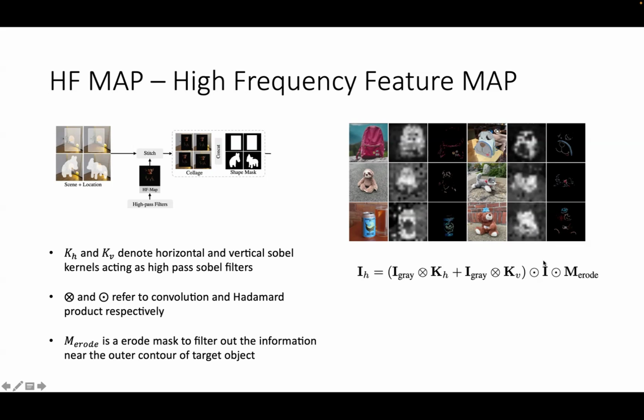And outside, this dot that you are seeing is a Hadamard product, so element-wise multiplication with the original input image. And then we apply a gradient mask to filter out the information near the contours. So let's say this was the image, and we did this operation, and this is the output we are trying to get. This kind of representation we are getting, for example these six images.